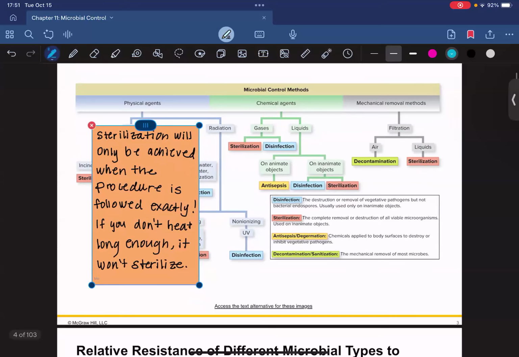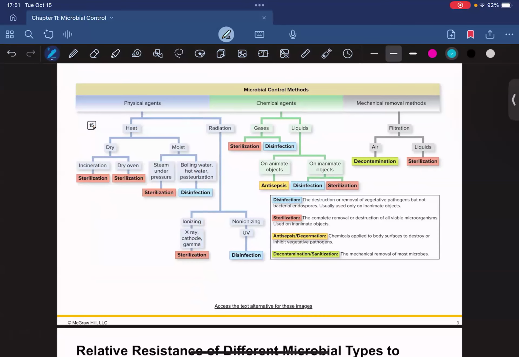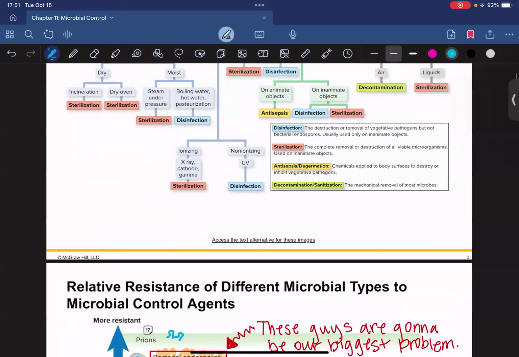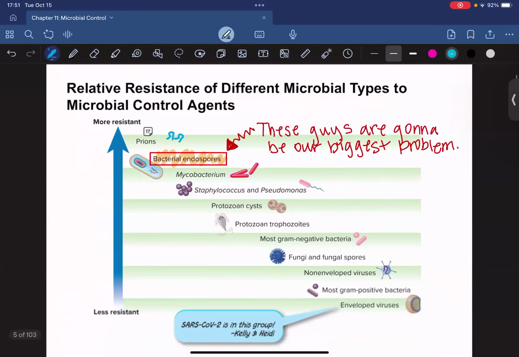I'm going to get rid of this. Collapse. Okay, that's not what I wanted to do.